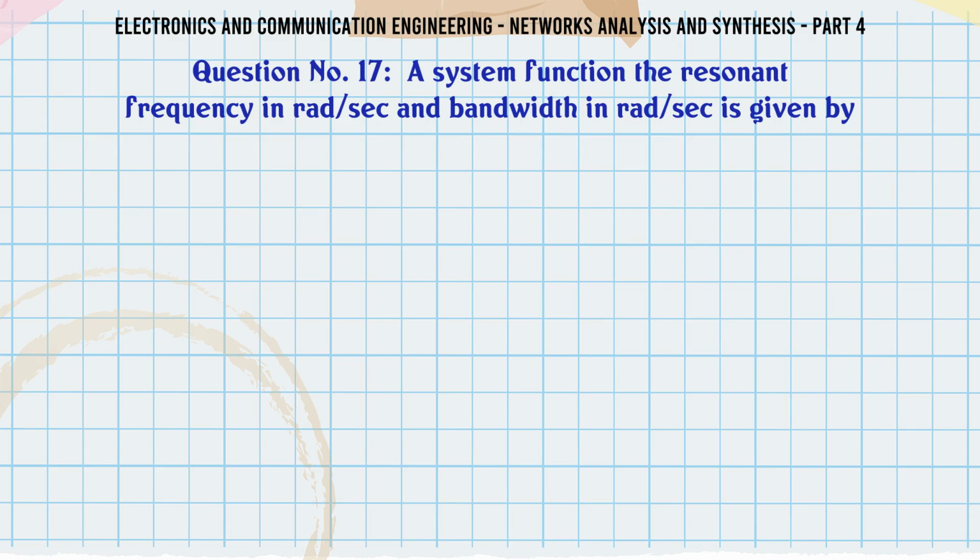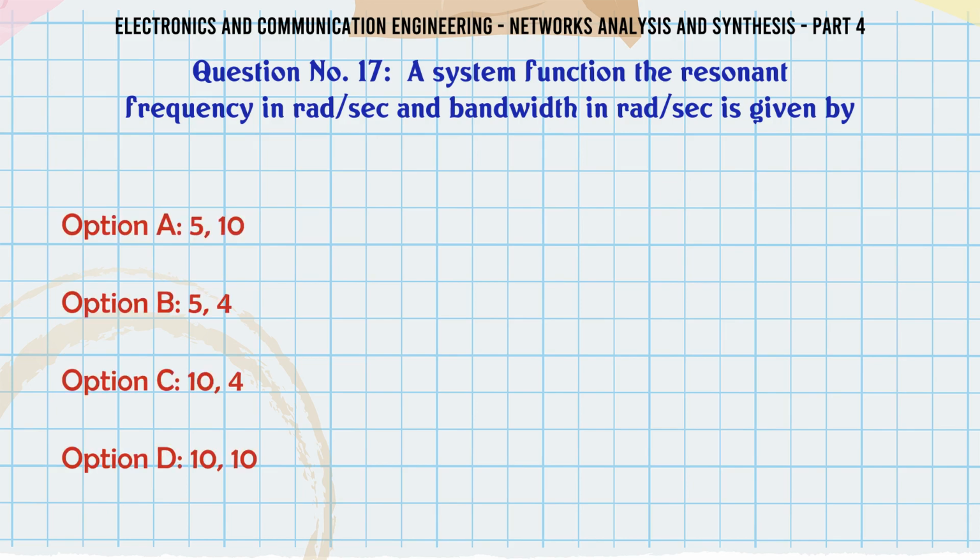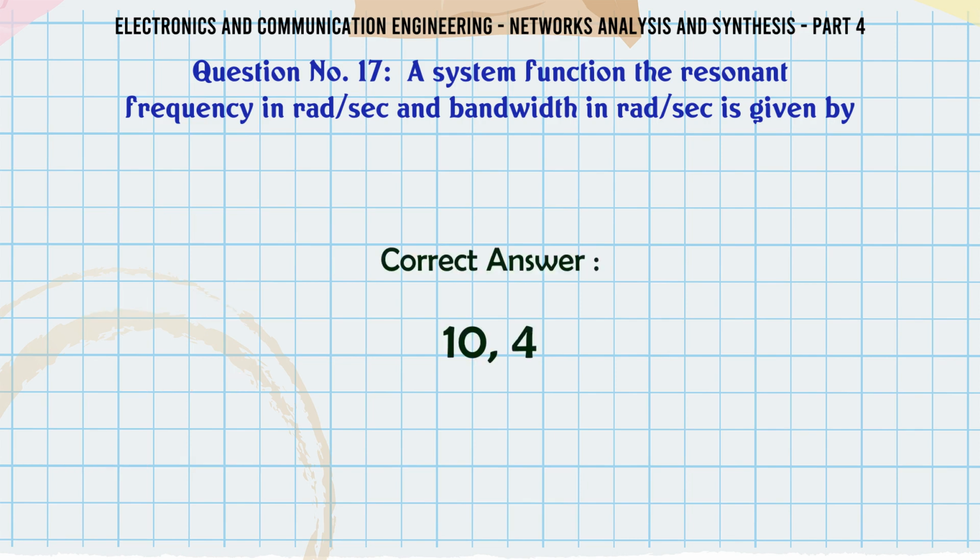For a given system function, the resonant frequency in rad/sec and bandwidth in rad/sec is given by A: 5, 10, B: 5, 4, C: 10, 4, D: 10, 10. The correct answer is 10, 4.